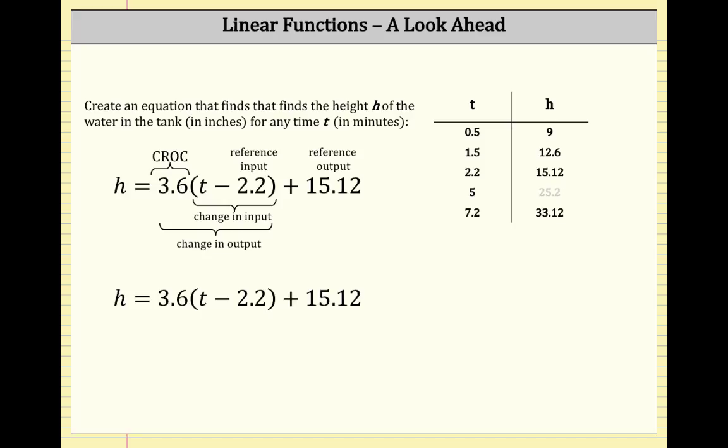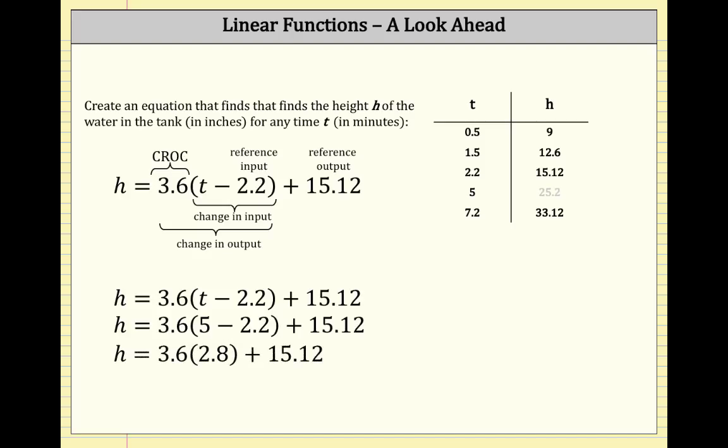Let's see, we're starting with H is equal to 3.6 times (t minus 2.2) plus 15.12. So we're going to replace t with 5. First thing we're going to do is what's in parentheses, 5 minus 2.2. That gives us the change in input. Then we're going to take the constant rate of change, which is 3.6 times 2.8, which is what the order of operations would also tell us to do, which is to do the multiplication. So that when doing so, we're going to find the change in output.